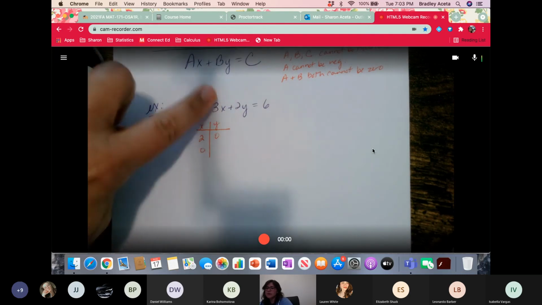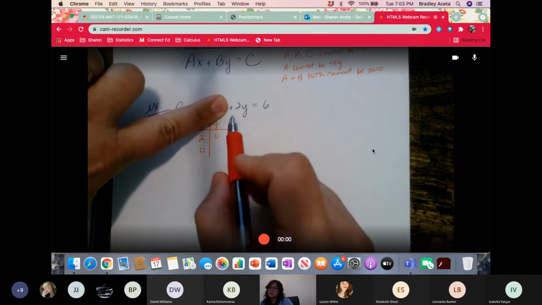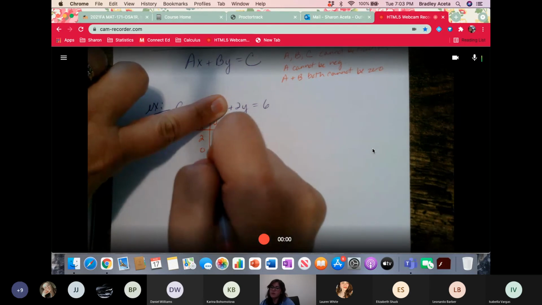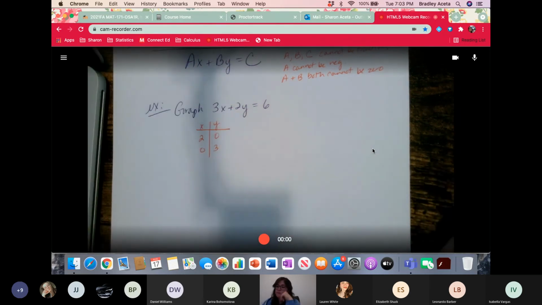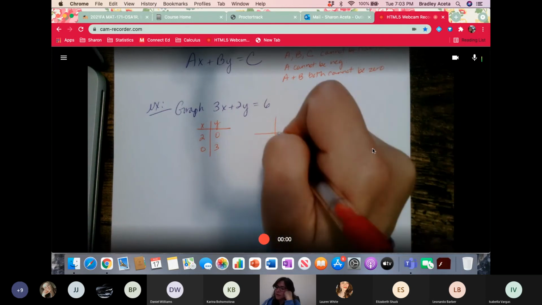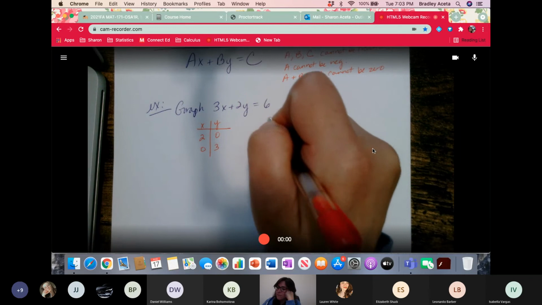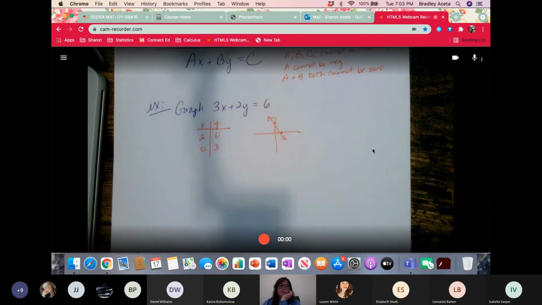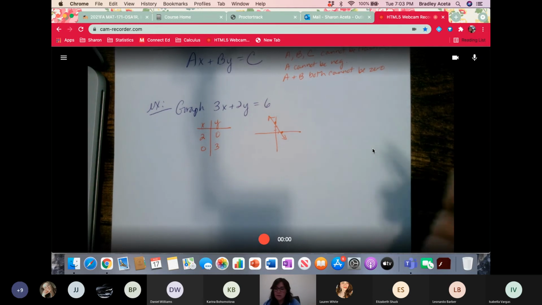Plug a 0 in for x. That would cover up this. Divide by 2, divide by 2. y would be 3. So then you could just graph the x and y intercepts. So x would be 2, 0, and then 0, 3. And there's your line. That's one way of doing it. I mean, we just went over that in the last section, x and y intercepts.